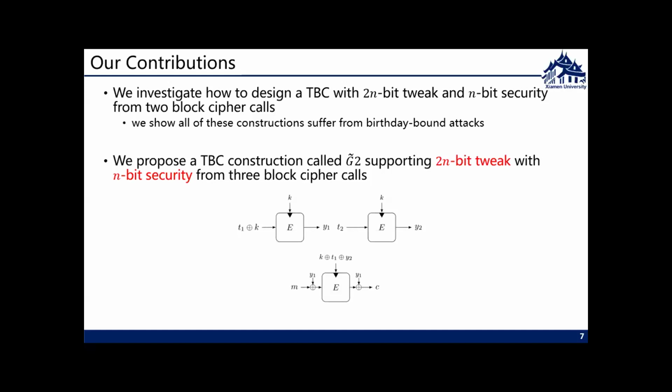And then we go one step further. We propose a tweakable block cipher construction called G2. It can support a 2n-bit tweak with n-bit security from 3 block cipher cores. And this is our construction. The design idea is that we use the first 2 block cipher cores to derive internal values y1, y2, and then use the 2 internal values. The first value to mask the input and output, and the second value to mask the subkey. This is the general idea. I will go into detail of our contribution.